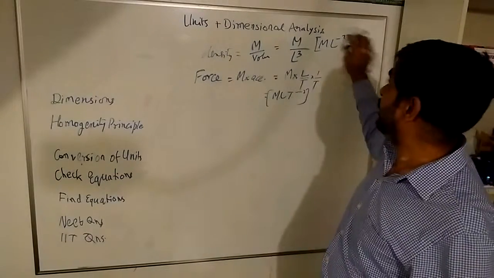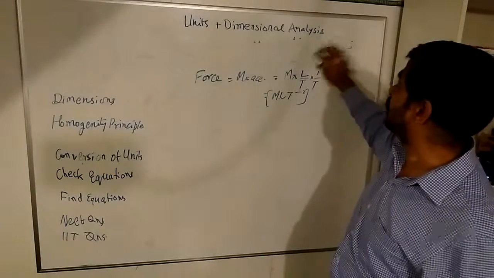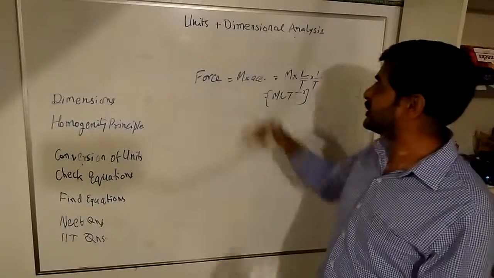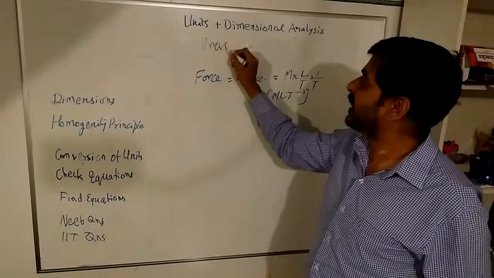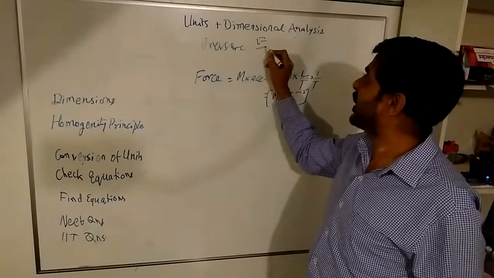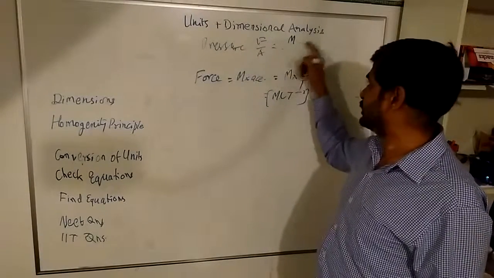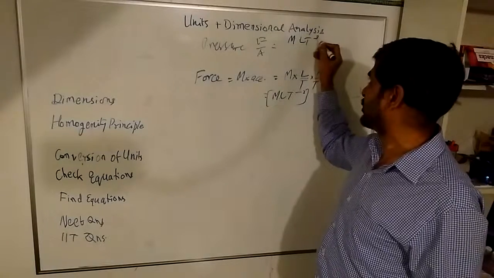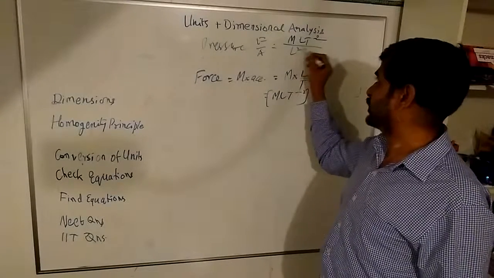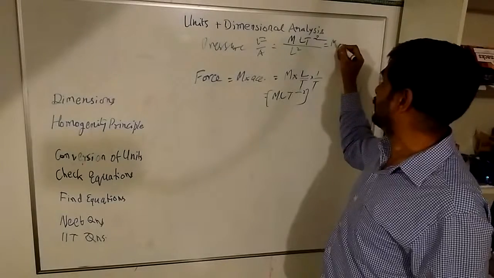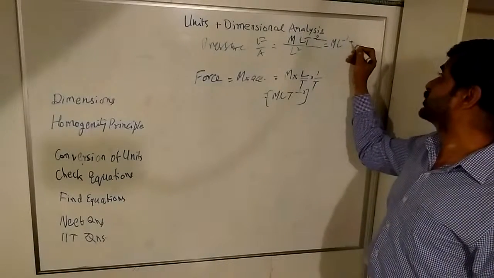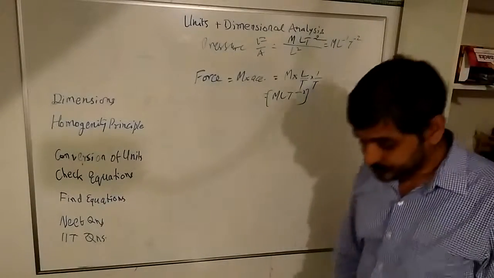In the same way, we could write the dimensional formula for pressure. Pressure is defined as force divided by area, and the force is given by mass into acceleration. Acceleration is L T to the power -2, and area is L square. The dimensional formula for the pressure will be M L to the power -1 T to the power -2.